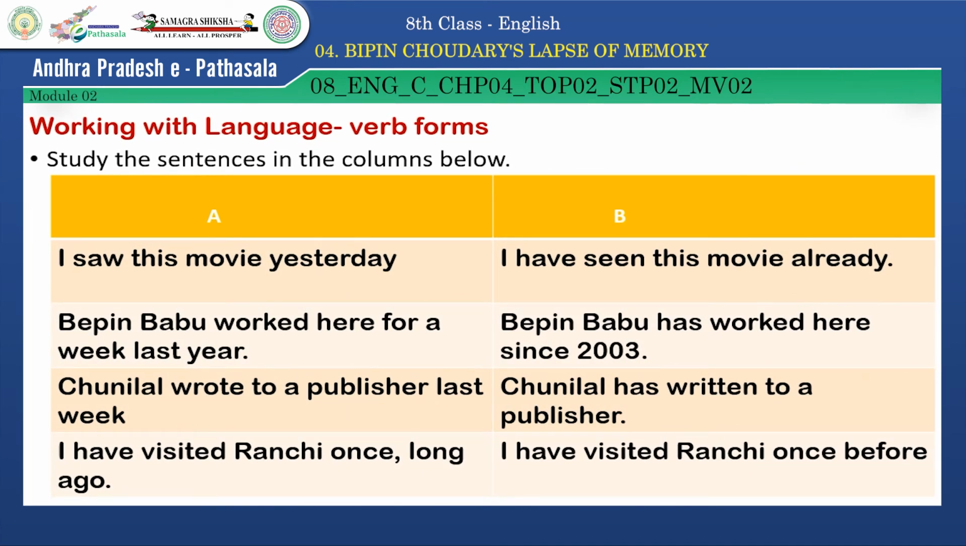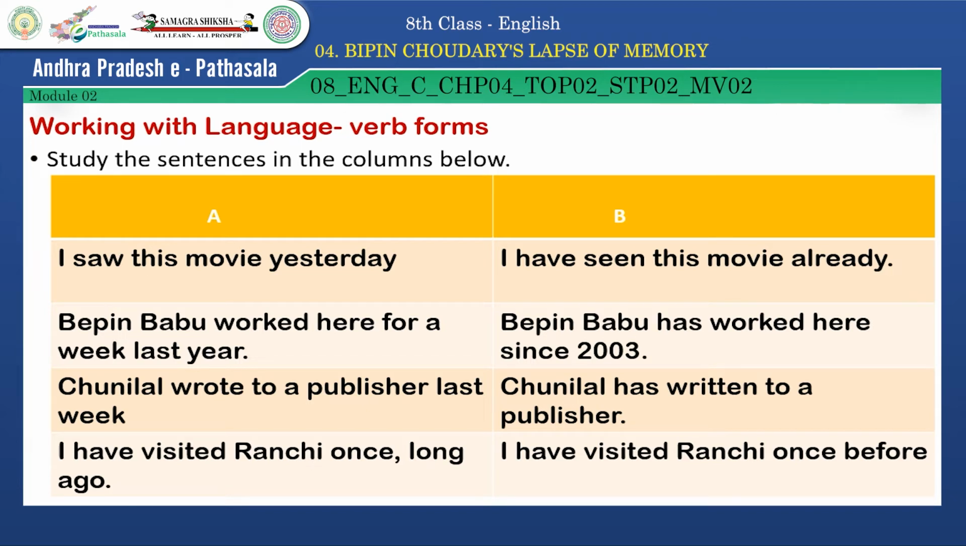Working with language: verb forms. Study the sentences in the columns below. There are two columns in the table, column A and column B. Let's read the sentences. Column A: I saw this movie yesterday. Column B: I have seen this movie already. What's the difference? In column A, I saw this movie yesterday, which is a completed action. So simple past tense.